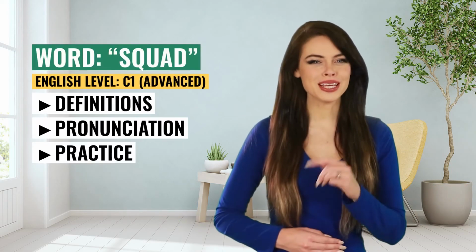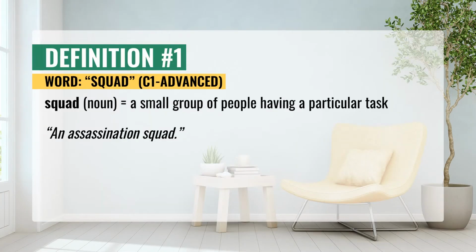Do you know what this means? The first definition of squad. A small group of people having a particular task. For example, an assassination squad.